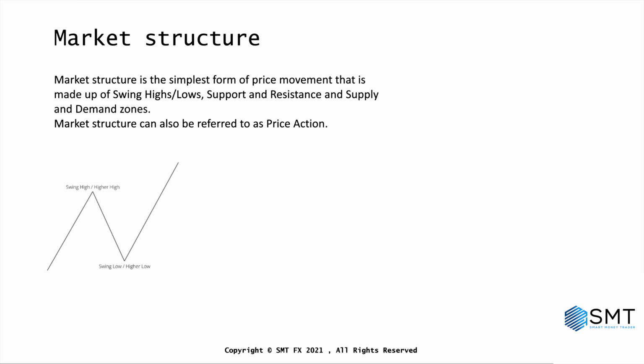Now in this example here, we've got a swing high or a higher high and a swing low or a higher low. What this is showing us is that where price is pushing above the swing high or the higher high, price is wanting to push higher. Now if we had a break down past the swing low or the higher low, we'd then be looking at a market that's trying to push downwards.